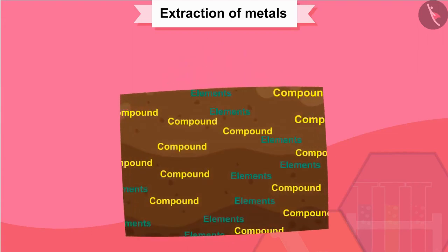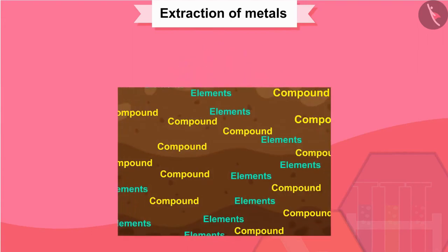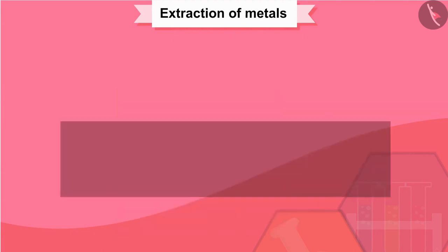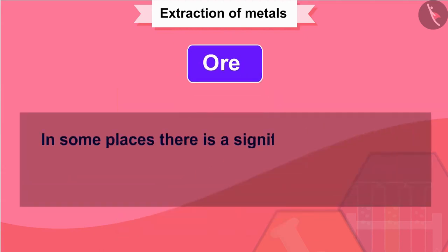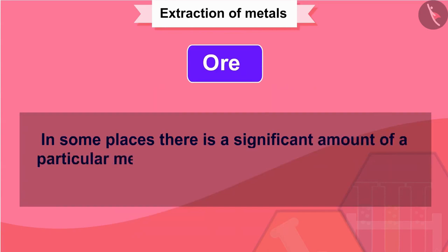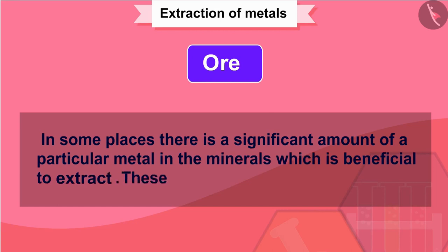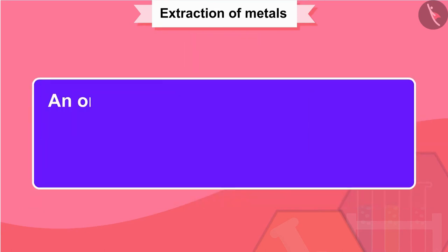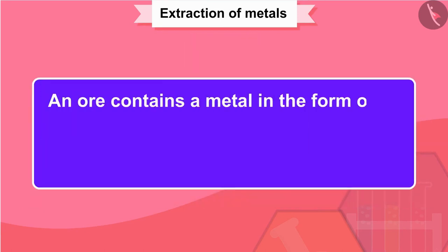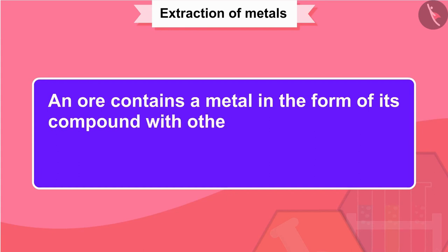Naturally found elements or compounds in the earth's crust are called minerals. In some places, there is a significant amount of a particular metal in the minerals, which is beneficial to extract. These minerals are called ore. An ore contains a metal in the form of its compound with other elements.